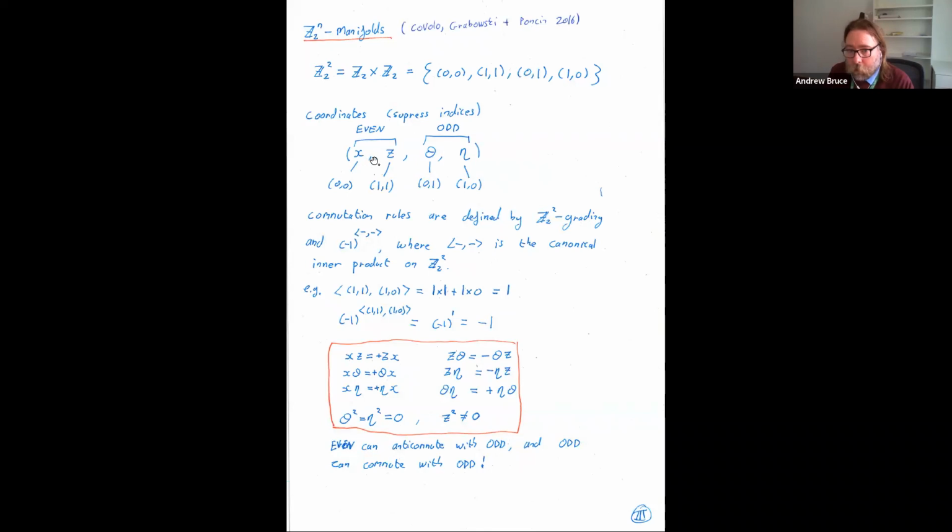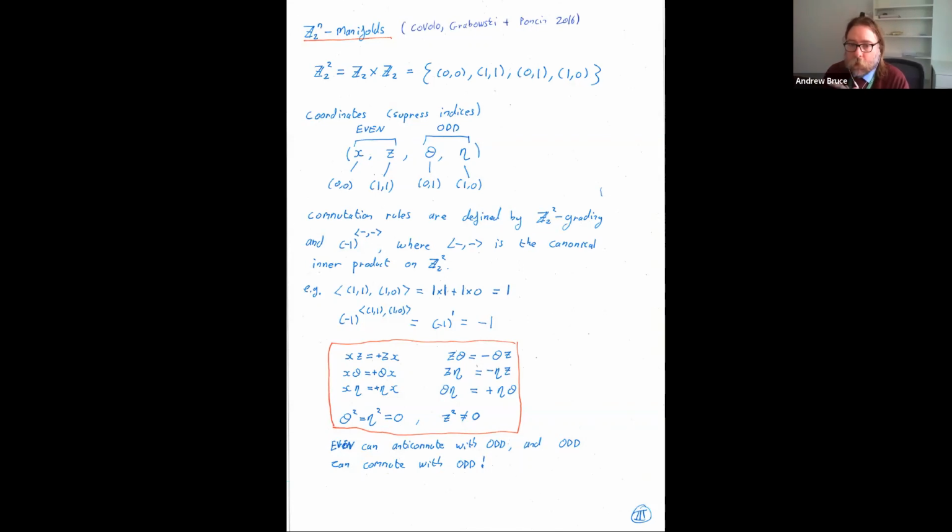So the odd coordinates, same sort of thing. Now I have theta and eta. I'm going to assign (0,1) and (1,0). So again, these 2 are very similar to the theta in the previous description of supermanifolds. So that's how I'm going to grade these coordinates. And I realize that x could be a genuine coordinate. All the rest of them are now formal things. They don't take numerical values.